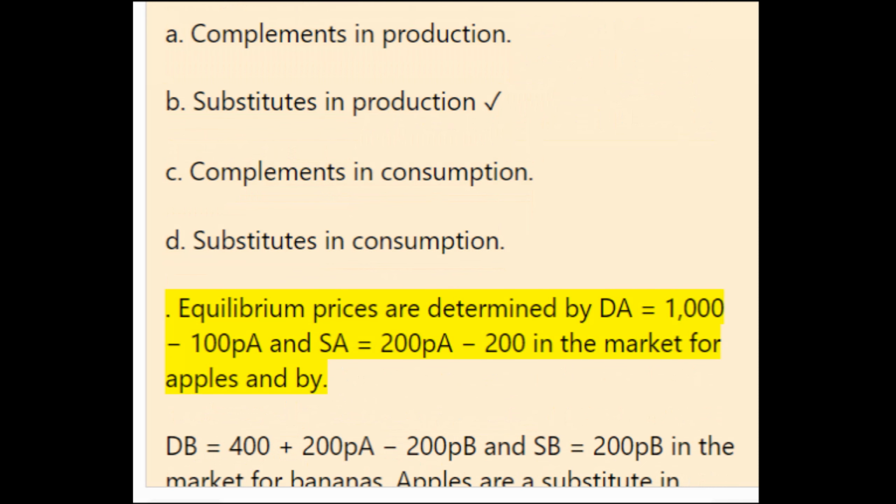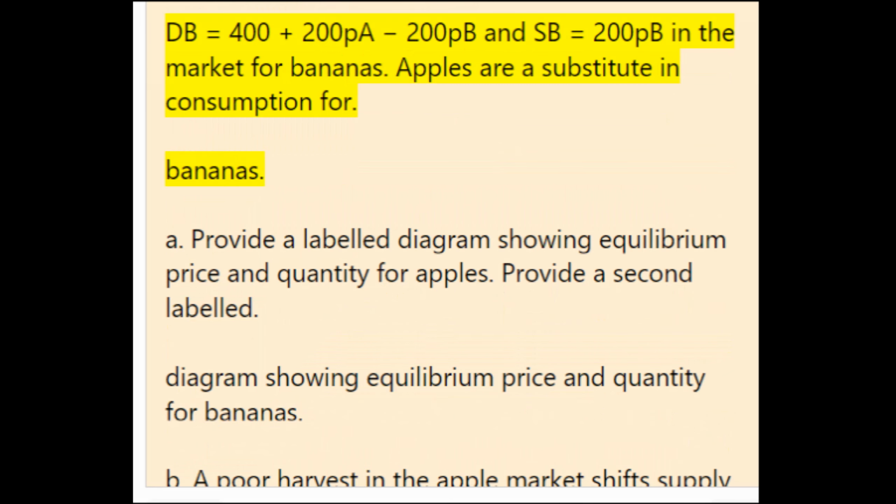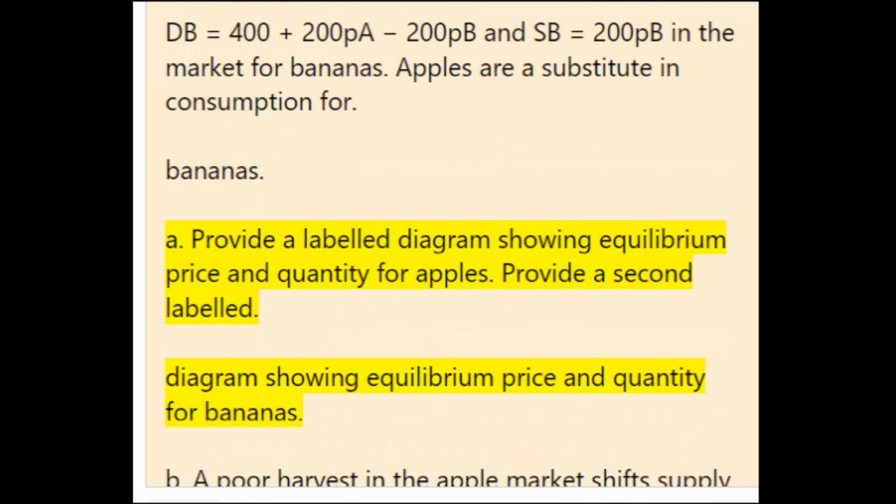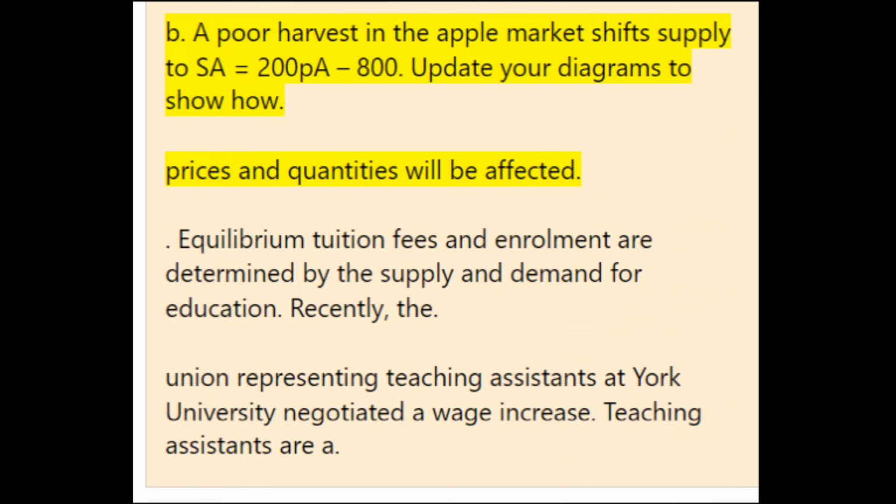Equilibrium prices are determined by DA equals 1100 minus 200 PA and SA equals 200 PA minus 200 in the market for apples, and by DB equals 400 plus 200 PA minus 200 PB and SB equals 200 PB in the market for bananas. Apples are a substitute in consumption for bananas. A. Provide a labeled diagram showing equilibrium price and quantity for apples. Provide a second labeled diagram showing equilibrium price and quantity for bananas. B. A poor harvest in the apple market shifts supply to SA equals 200 PA minus 800. Update your diagrams to show how prices and quantities will be affected.